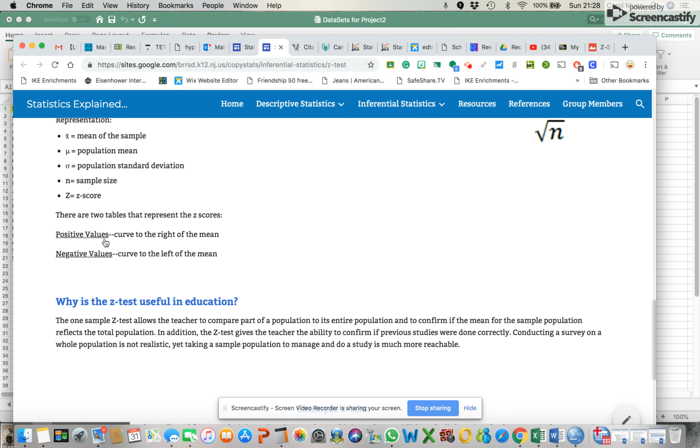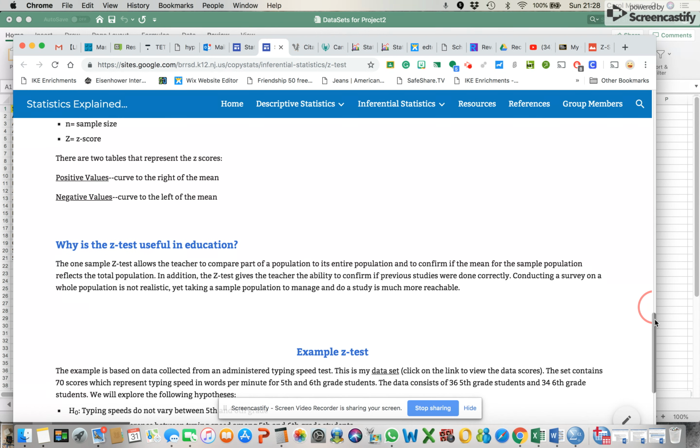So again, the positive values curve to the right of the mean, and the negative values curve to the left of the mean. So there is an explanation of why Z-tests are useful in education. It's just because you can't measure an entire population. You want to take the best sample for it.